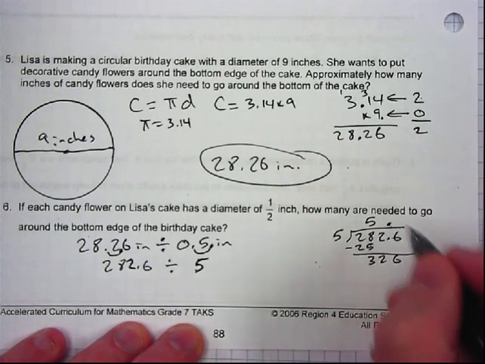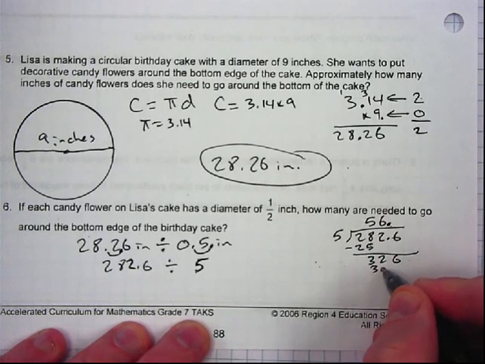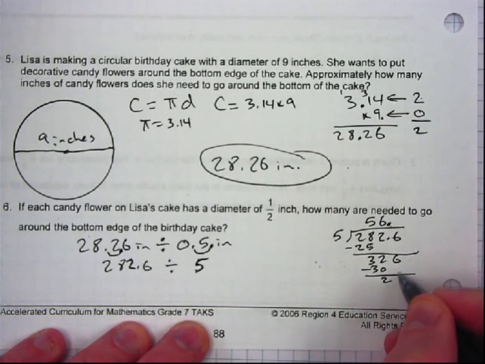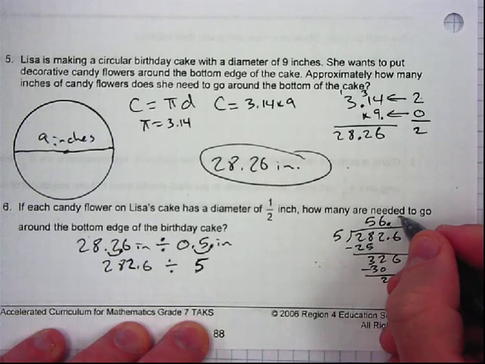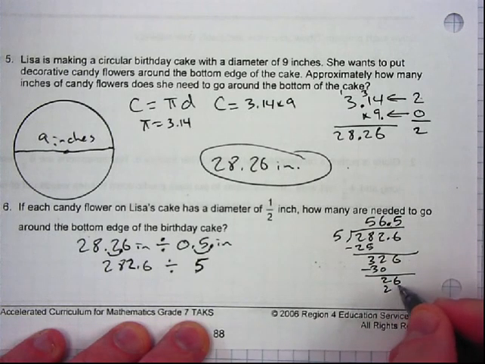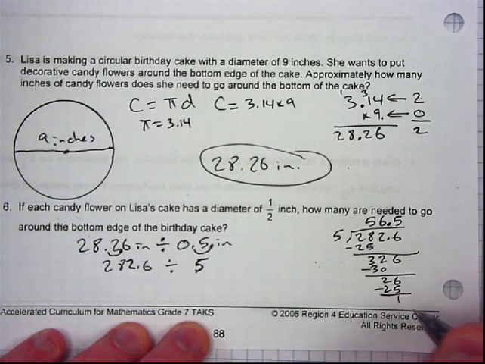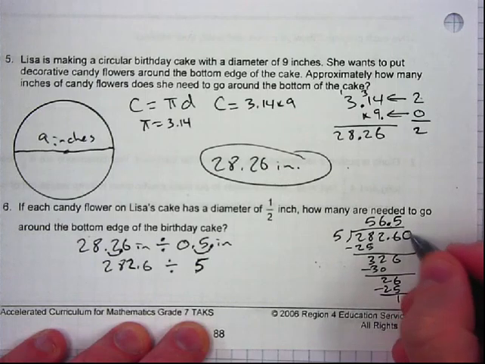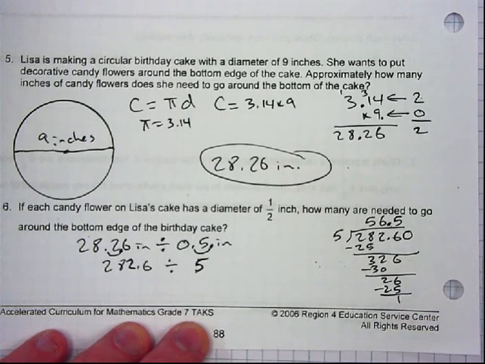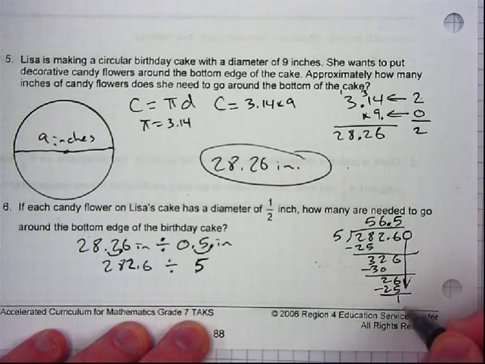5 goes into 32 6 times. 6 times 5 is 30. Subtracting, that's a 2. Bring down the 6. 5 goes into 26 5 times. 5 times 5 is 25. And I have a 1. I still have a remainder, so let's bring down a 0. Remember, we can always add zeros after the decimal point. Bring that 0 down. 5 goes into 10 2 times evenly, so we're done.